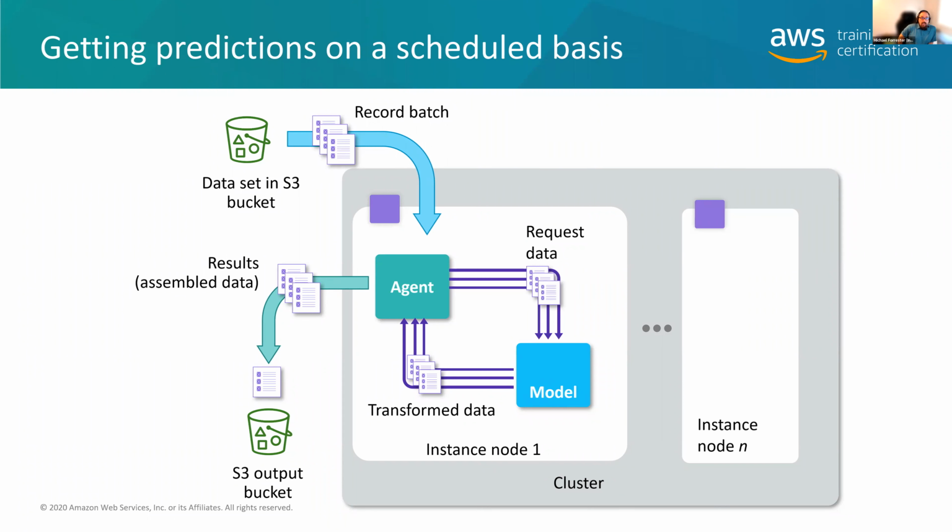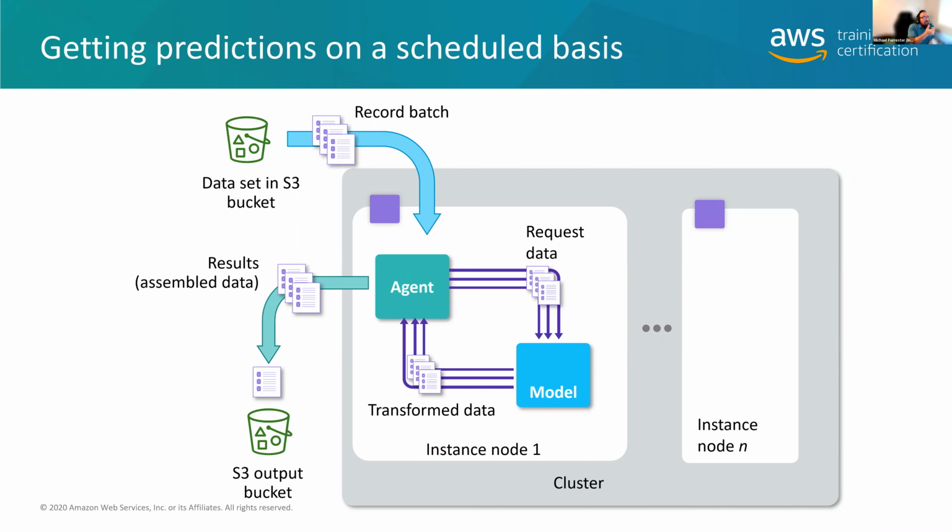By the way, you could actually set it up so that you could just run the job on a scheduled basis. Now, how you schedule that is up to you. You could use CloudWatch events for that if you wanted to, right? But you just create a batch transform job via the API or the console.